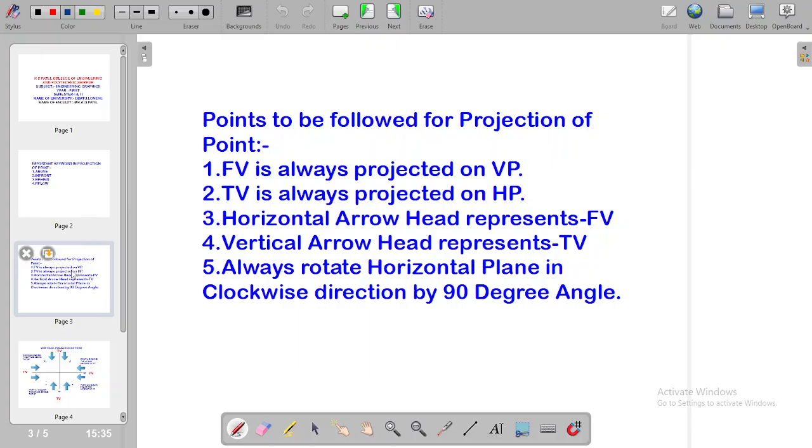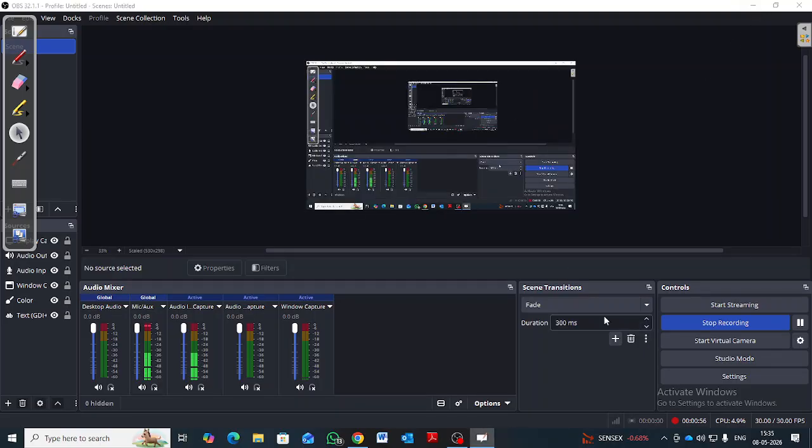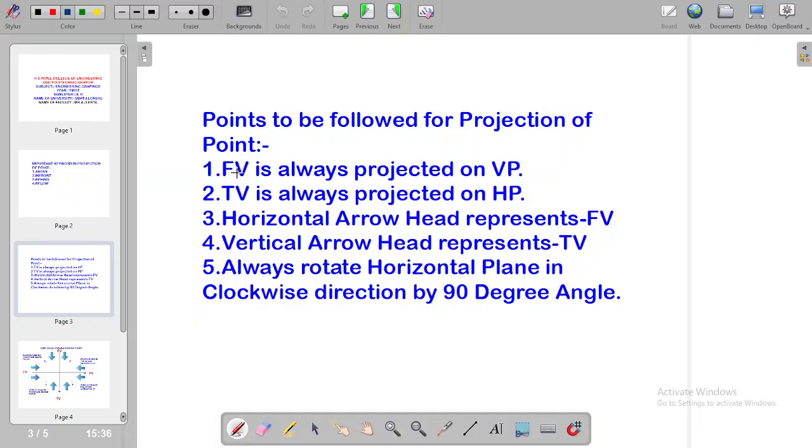While drawing or solving the questions, the following points are to be remembered. In the projection of point, front view is always projected on the vertical plane, and top view is always projected on the HP plane, the horizontal plane. The point will be situated in any quadrant: first, second, third and fourth. These rules are applied. Front view is always projected on VP and top view is always projected on HP.